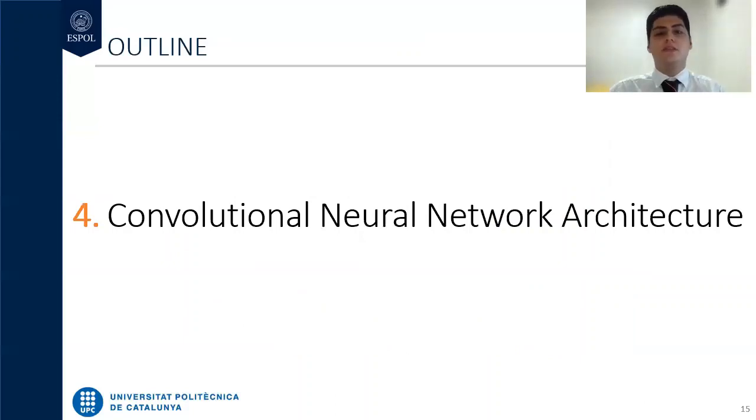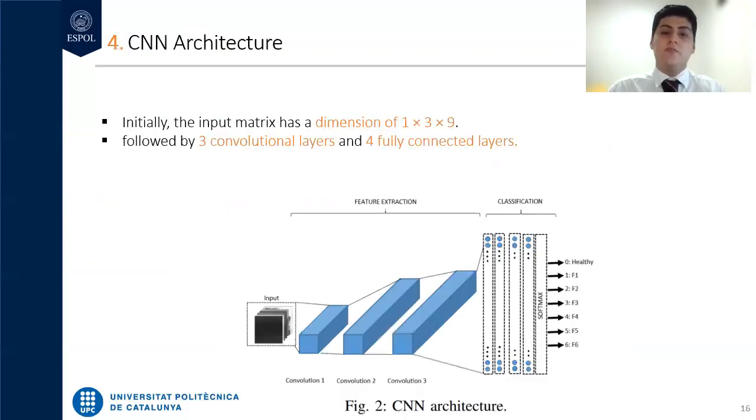The section for the CNN architecture, or the convolutional neural network architecture. The input matrix of the CNN has a dimension of 1 row, 3 columns, and 9 layers, followed by 3 convolutional layers and 4 fully connected layers.